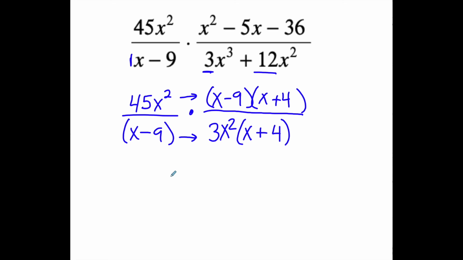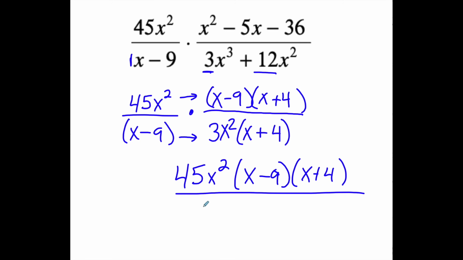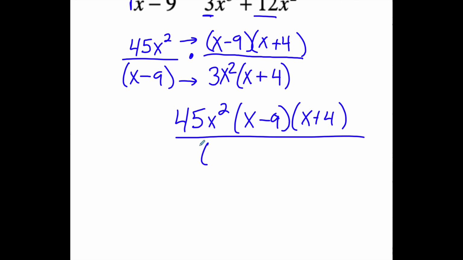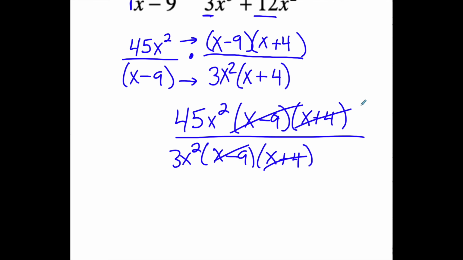Now I multiply across the top and the bottom. 45x squared, the x minus 9 comes over, the x plus 4 comes over on the bottom. In this case, if you have GCFs, I like to put those first. It doesn't really matter the order, but it makes things a lot easier to digest. All right, so let's take a look at what we have. The x minus 9s cancel. The x plus 4s cancel. The x squareds cancel, and we're left with 45 over 3, which is the same as 15.